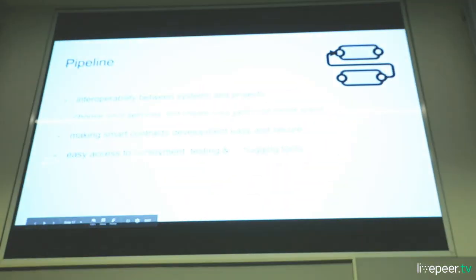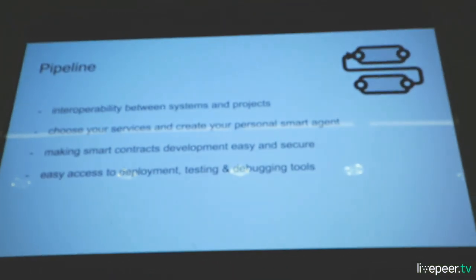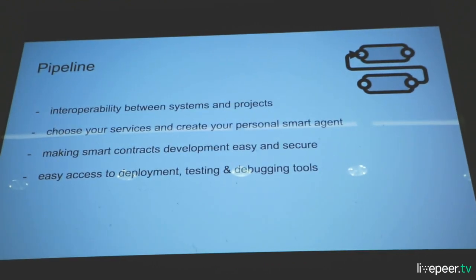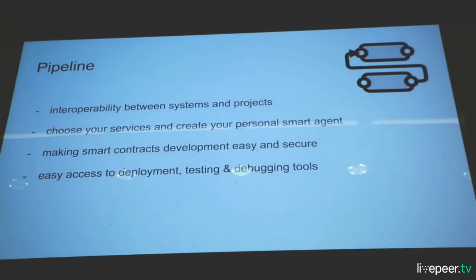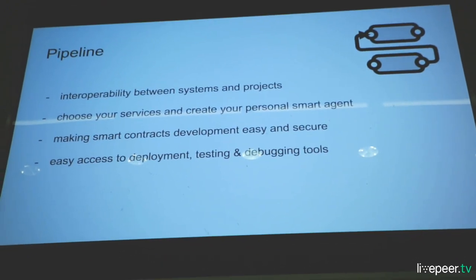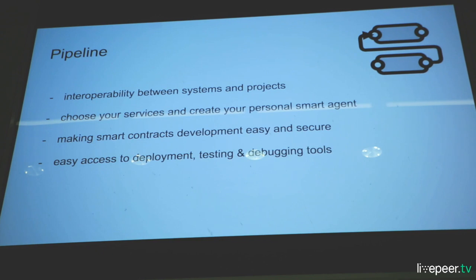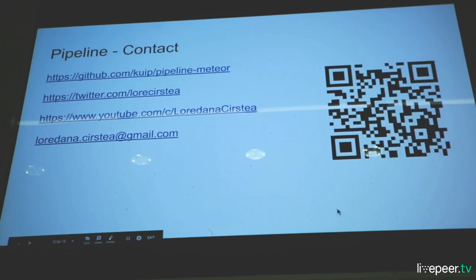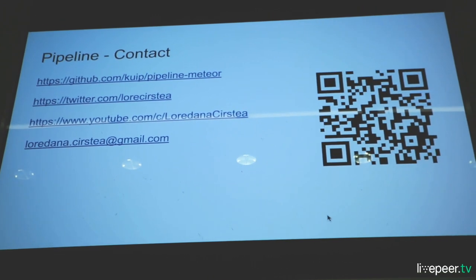So to summarize the project, Pipeline will help with interoperability between projects. It will enable you to choose your services and create your personal smart agent. We'll make smart contract development easy and secure, and we want to provide easy access to deployment, testing, and debugging tools. So these are some contact details.